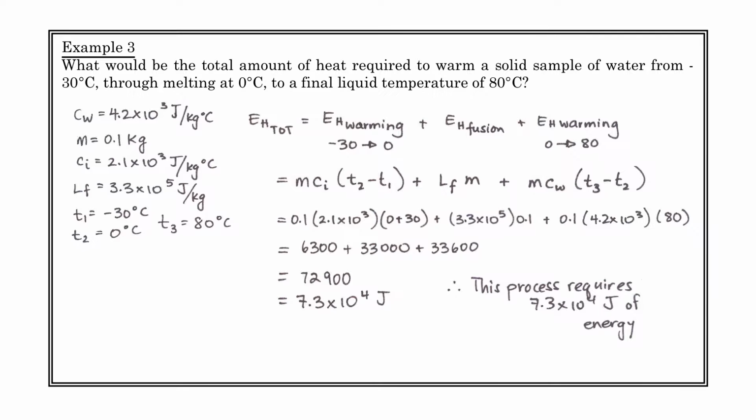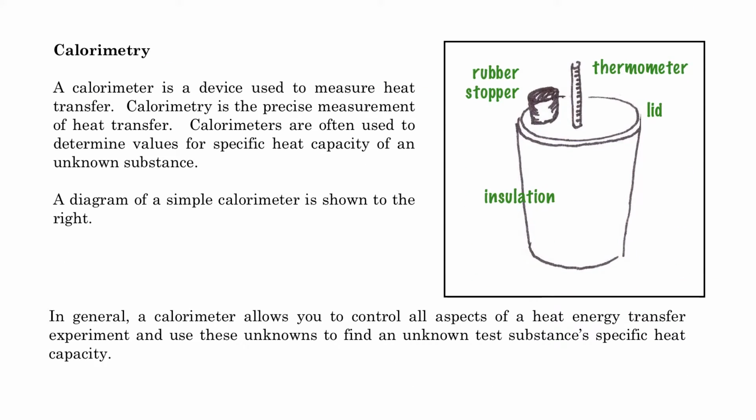Okay, now a little bit of a departure from this. We're going to talk about calorimetry, which is the lab that you're going to be doing in the next few days. A calorimeter is a device that's used to measure heat transfer. It's basically an insulated vessel that's going to keep heat energy from being lost to the environment. Very often it's kind of like an insulated cylinder with a lid, a thermometer, and then a rubber stopper so that we can add some stuff in here.